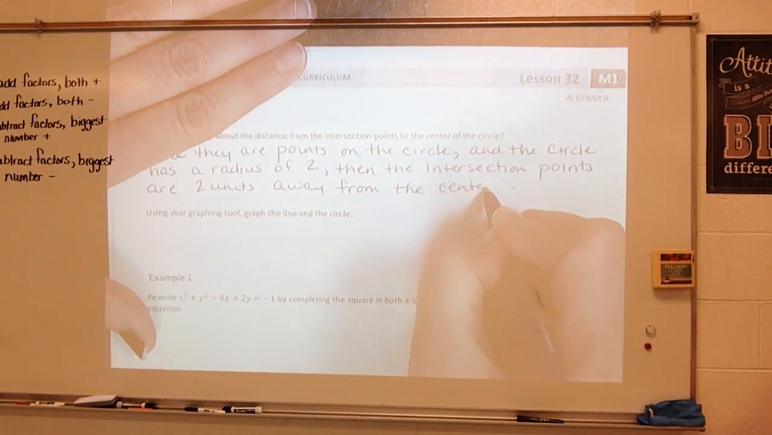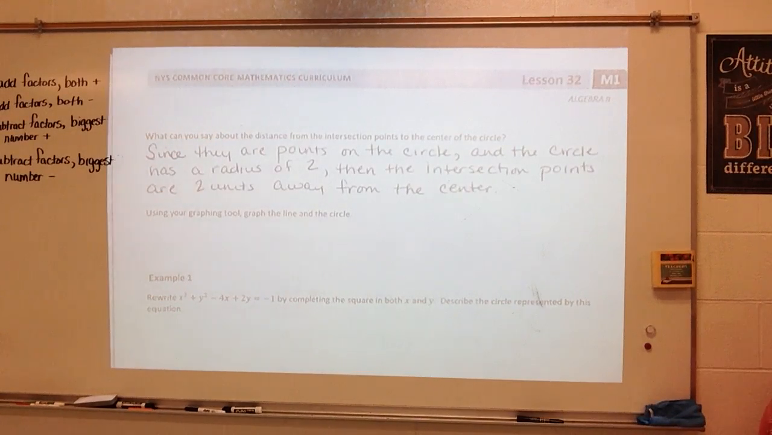And you can verify this using the distance formula. We aren't going to do that right now, but you can use the distance formula. Alright, so it says using your graphing tool, graph the line and the circle.